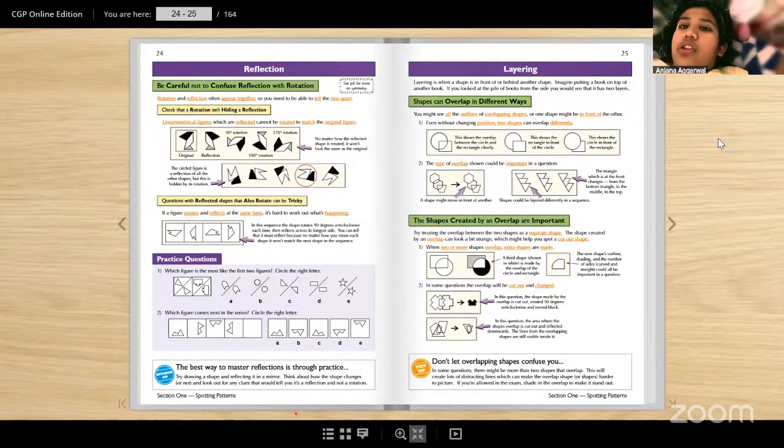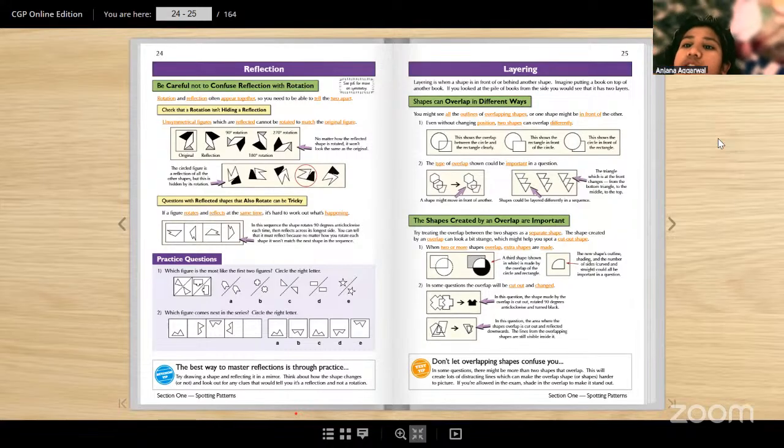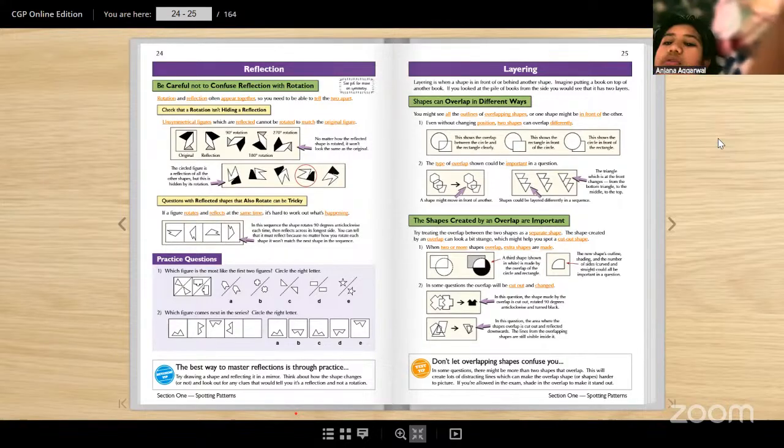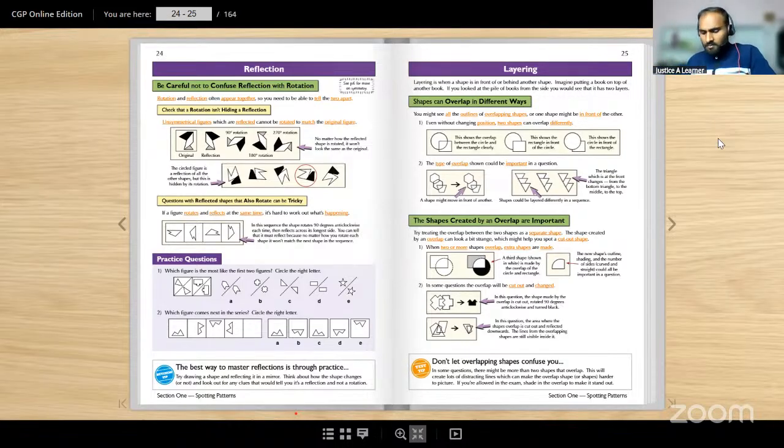So should we do the part about being careful not to confuse reflection with rotation? Should we do that or should we go into the questions straight away? You may read that, but only this part is there. Let me bring water. Yeah, you may read this. I'm listening.